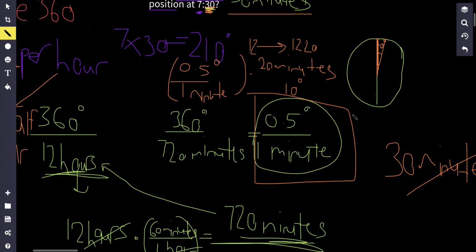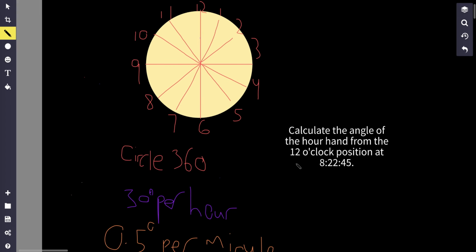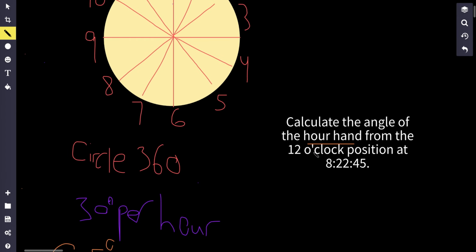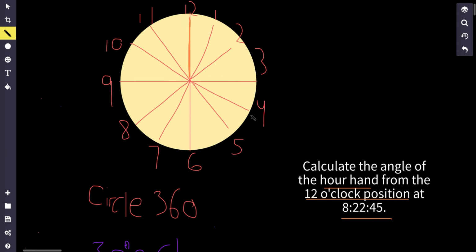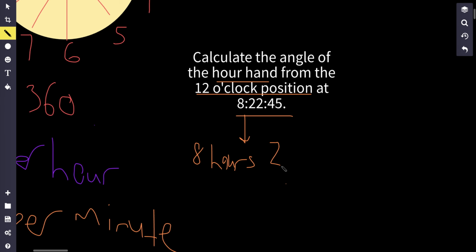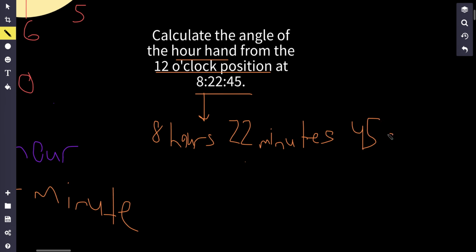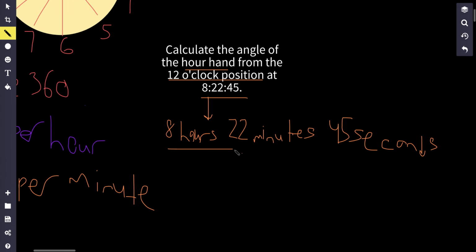But this conversion factor is important because what if you had, let's say, 22 degrees? And then after that, you would have to use this conversion factor. All right, let's say we want to calculate the angle of the hour hand from the 12 o'clock position at 8:22:45. What does this mean? Well, if it helps to write it out, do it. All this means is 8 hours, 22 minutes, and 45 seconds. Now you might say, okay, I know how to deal with the 8 hours and 22 minutes part, but what do I do with the 45 seconds?